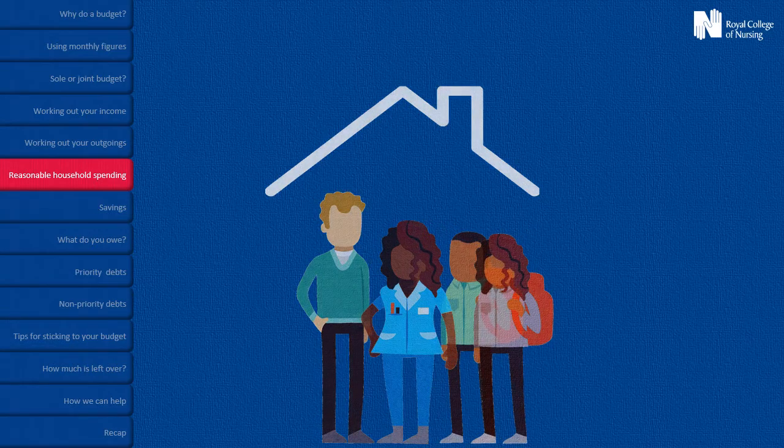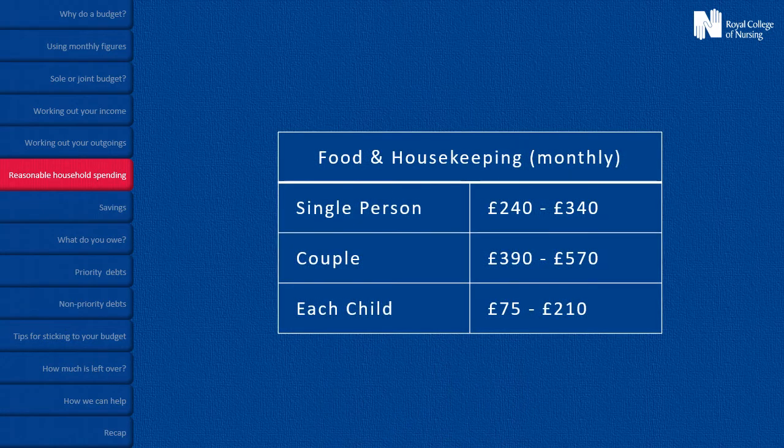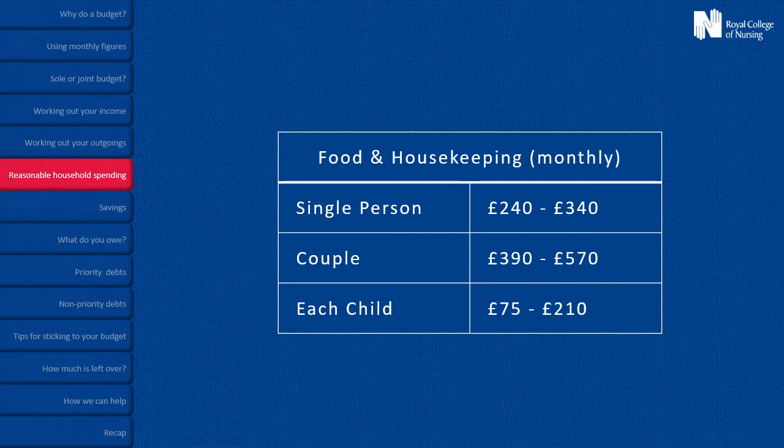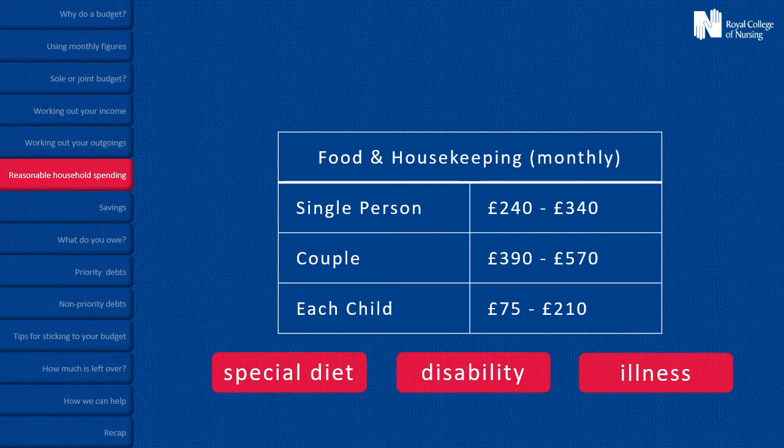Here are some guideline figures for reasonable spending on food and housekeeping. If your food and housekeeping costs are significantly higher or lower than the figures shown based on the makeup of your household, then your creditors will likely ask you why. If you have additional costs arising from a special diet, a disability or illness, then you will need to explain this to your creditors.